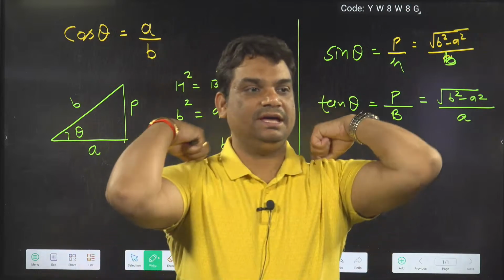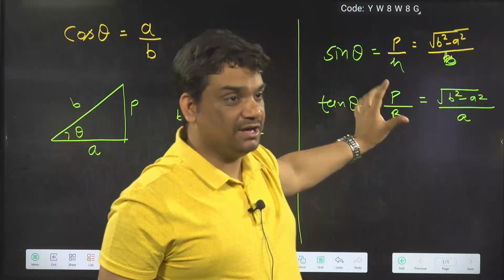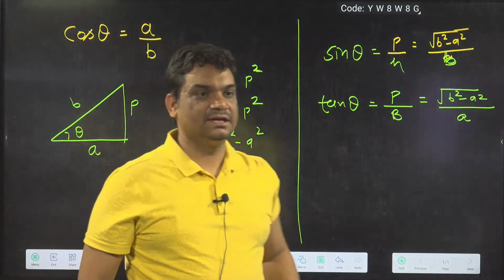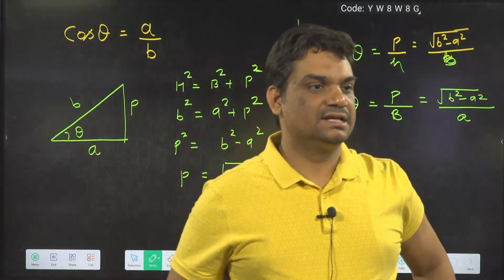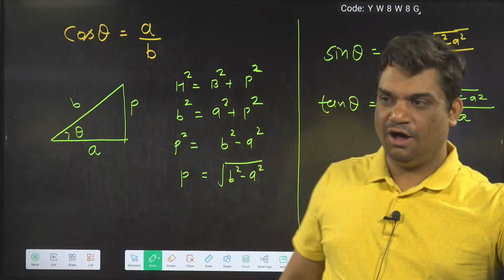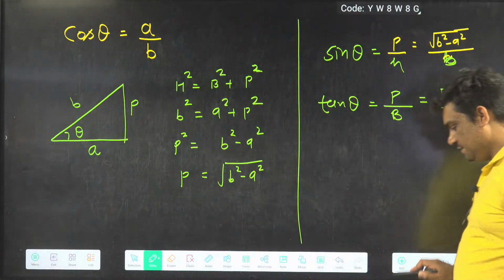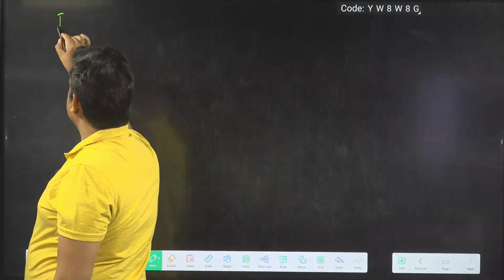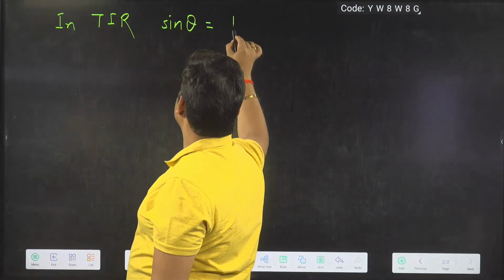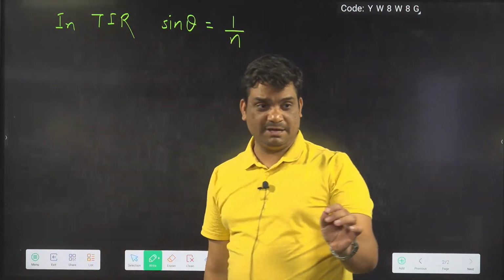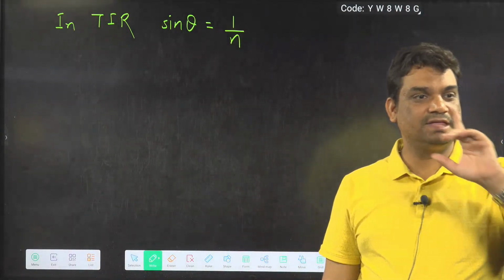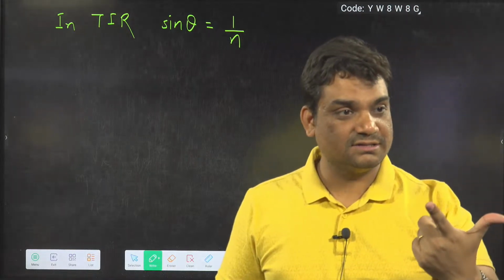But in TIR we are going to use this a lot of times. Sine theta c equals 1 by n, as Charan is saying. So let me give you this question: in TIR, sine theta equals 1 by n. This is the formula that you will learn in optics.